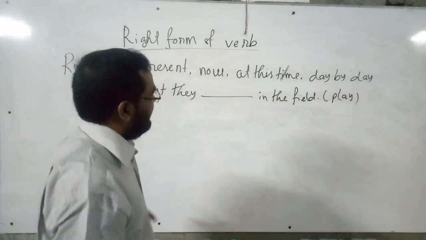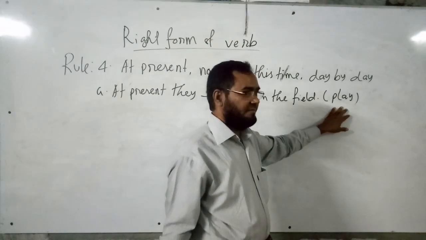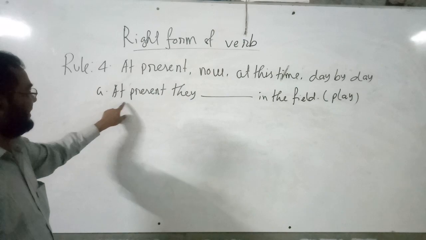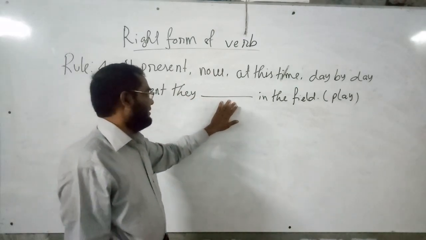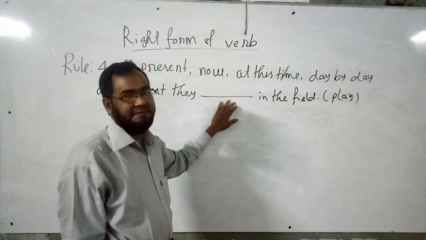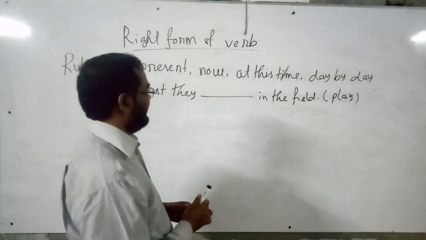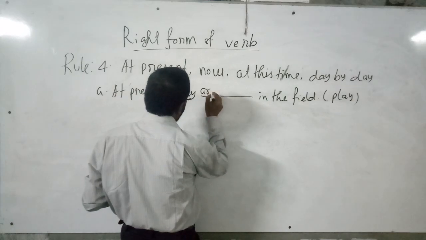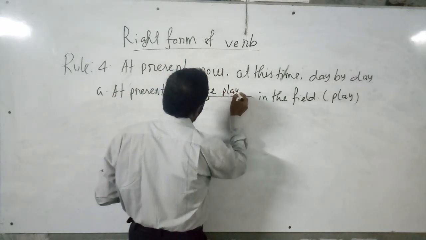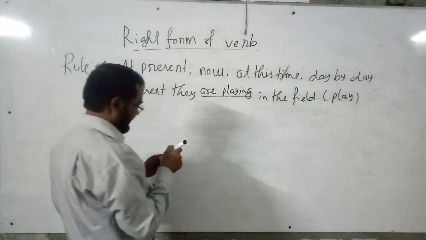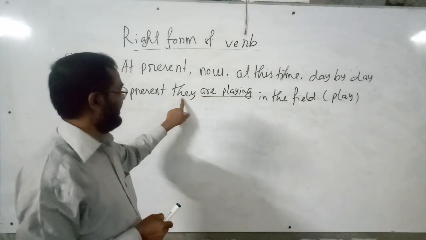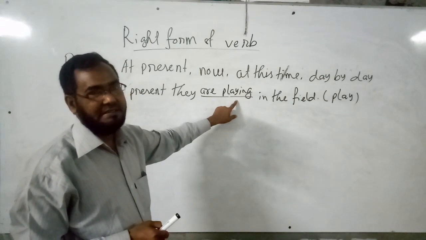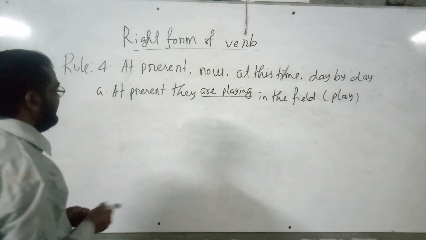Play. In this sentence, the verb is play, and as you can find the words "at present" before the blank, in the blank you will use the present continuous tense. That means "They are playing." Subject plus to-be verb plus the ing form of the verb. That means present continuous tense.